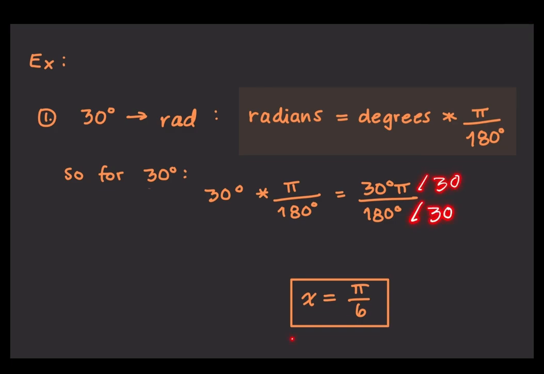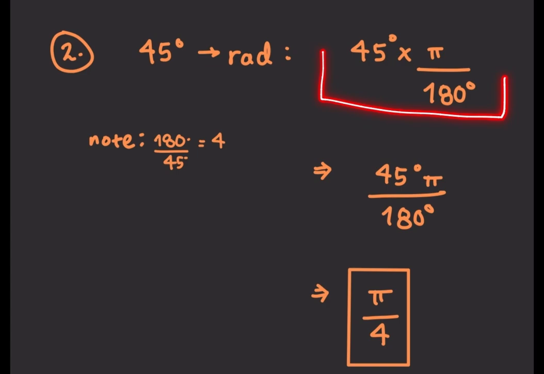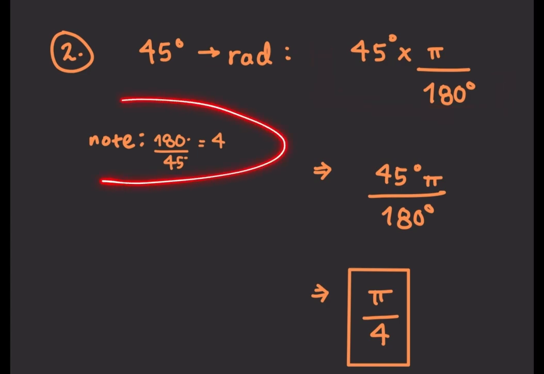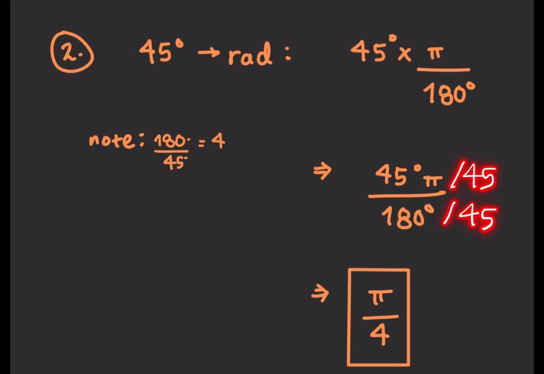x equals pi over 6. For 45 degrees, we repeat this process, multiplying pi over 180 times 45. But also note that if we divide 180 by 45, then we get 4. So if we reduce this number by dividing by 45, we will get pi over 4.